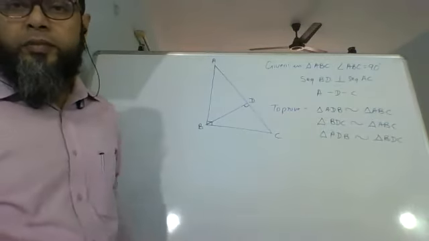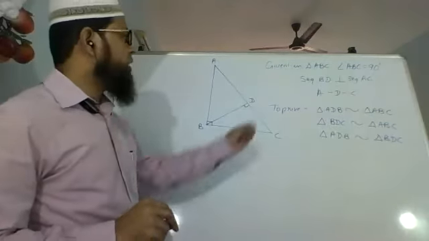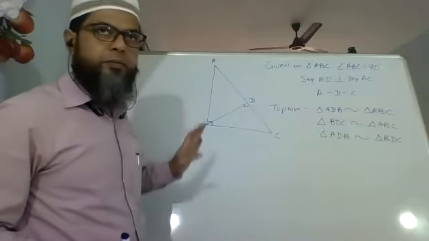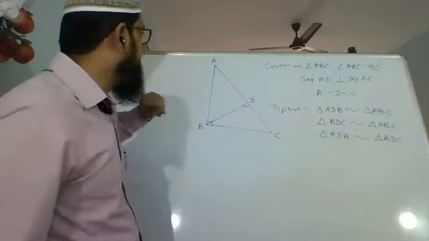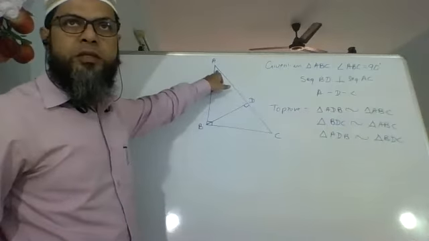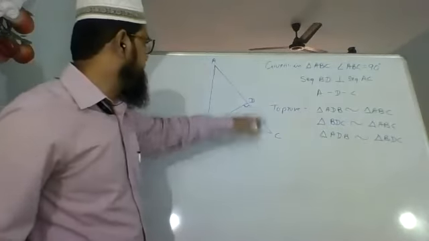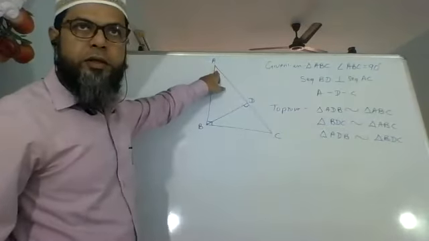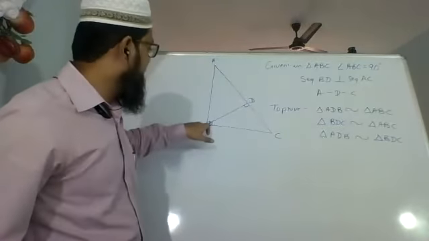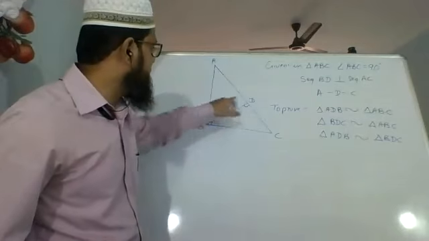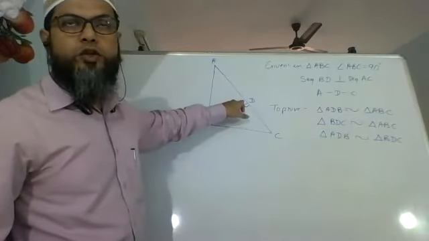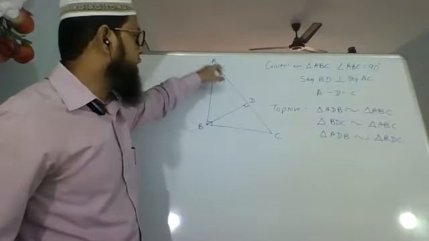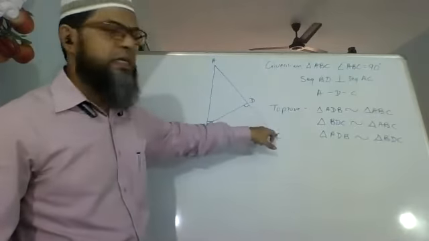How are we going to prove it? Just pay attention for 2 minutes, it will be done immediately. Let's look at triangle ABC and triangle ABD. In both the triangles, angle A is common. In triangle ABC angle B is 90, and in triangle ABD angle D is 90. So two angles of one triangle are congruent to two angles of another triangle. So triangle ADB is similar to triangle ABC.